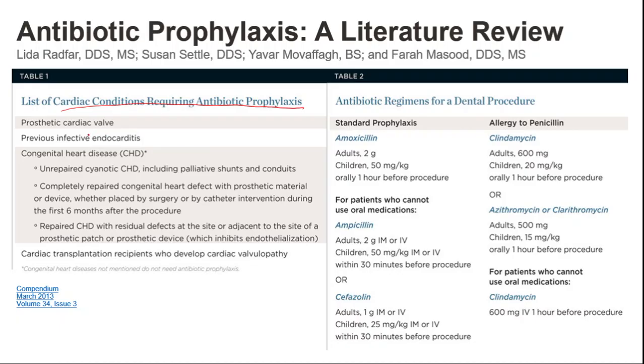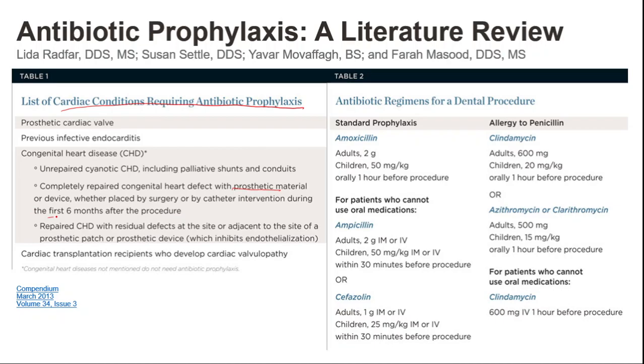So, prosthetic cardiac valve, previous infective endocarditis, congenital heart disease, but not all. So, these are the conditions. It's unrepaired cyanotic CHD, completely repaired congenital heart defect with prosthetic material or device.